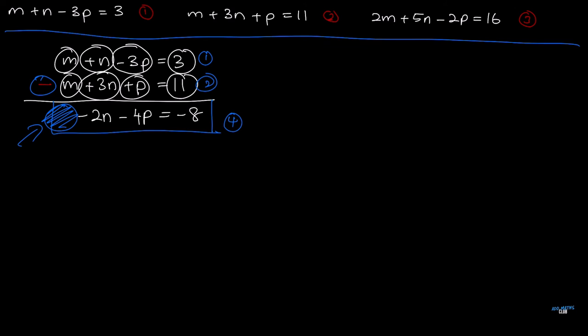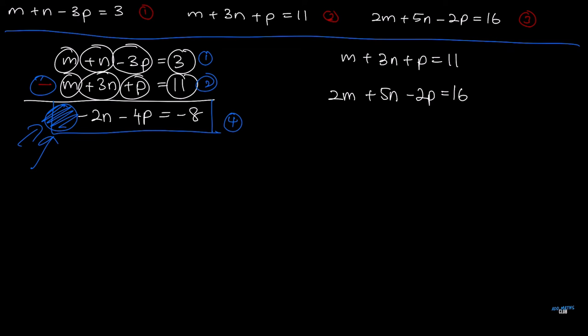Next, saya pilih lagi 2 equation. And now, when I choose this equation, you need to remember, saya kena hilangkan m juga. Sama macam kat sini. Okay? So now let's say, I'm going to choose equation 2 and equation 3. Tadi 1 and 2. Now 2 and 3. So what is my equation 2? M plus 3n plus p equals to 11. Then my equation 3 is 2m plus 5n minus 2p equals to 16.